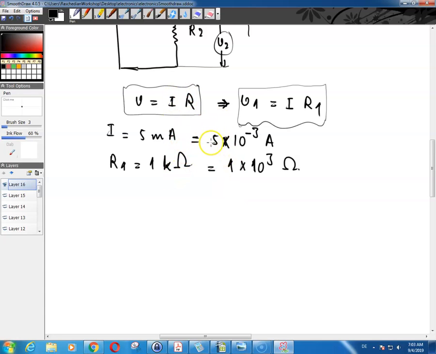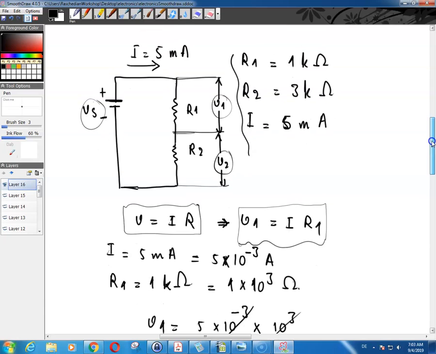So then V1 would be equal to I, which is 5 into 10 raised to the power negative 3, times 10 raised to the power 3, which is equal to, and of course this is going to give you the voltage in volts, because this is in amps and this is in ohms. So these two will cancel out, so that's basically 5 volts. So V1 is equal to 5 volts.